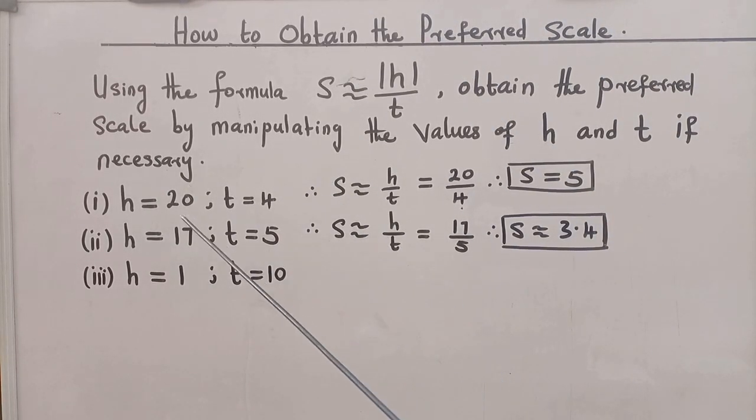If on the table we also have the highest value for the axis being considered, or the variable being considered, is 17, and there are 5 selected usable intervals, we get the scale like this. Scale is approximately equal to H over T. That is equal to 17 over 5, and that will give us 3.4. What it means is that our scale is equal to 3.4. Is 3.4 a preferred scale?